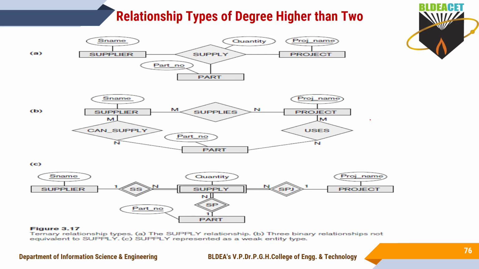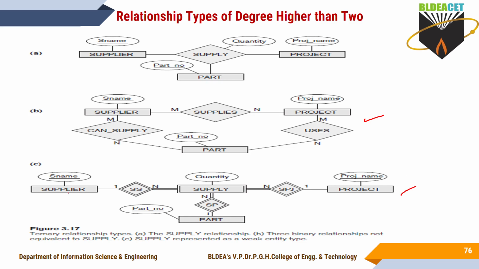So do you feel this is complete? Supplier supplies project, so there is no relation with the part here, and supplier-part and part-project is not a correct relation. That is why I specified it in the correct way using a degree higher than 2. What is the meaning of this? Sometimes, if you take the binary relationship type, the constraints in the ER diagram may not be clear. In that situation, you go for the higher degrees.